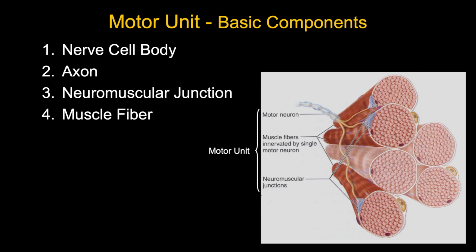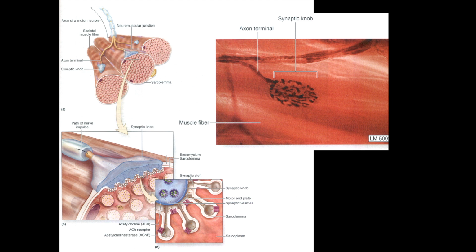muscle. A motor unit is basically the nerve plus all of the skeletal muscle fibers that it attaches to. So there's a nerve cell body with an axon, there's going to be a neuromuscular junction where these two interface, and then of course we have the muscle fibers. If you look more closely at this diagram, you'll see this relationship between the nerve and the skeletal muscle fiber.